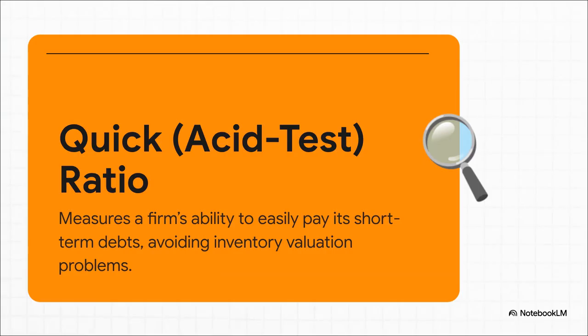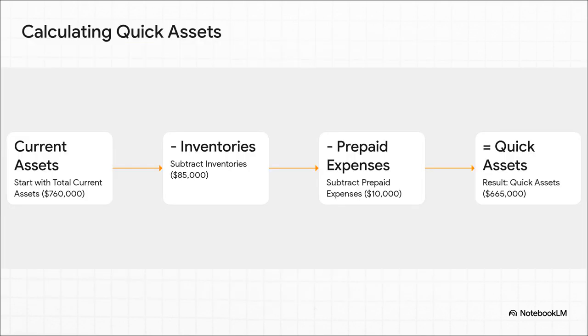It actually comes from the old days when people used acid to test if gold was real. Well, this ratio does the exact same thing for a company's finances. It's a harsh test to see what's really there. It asks the tough question: if sales just stopped cold today, could this company still pay its bills? The calculation is just so simple, but it's incredibly powerful.